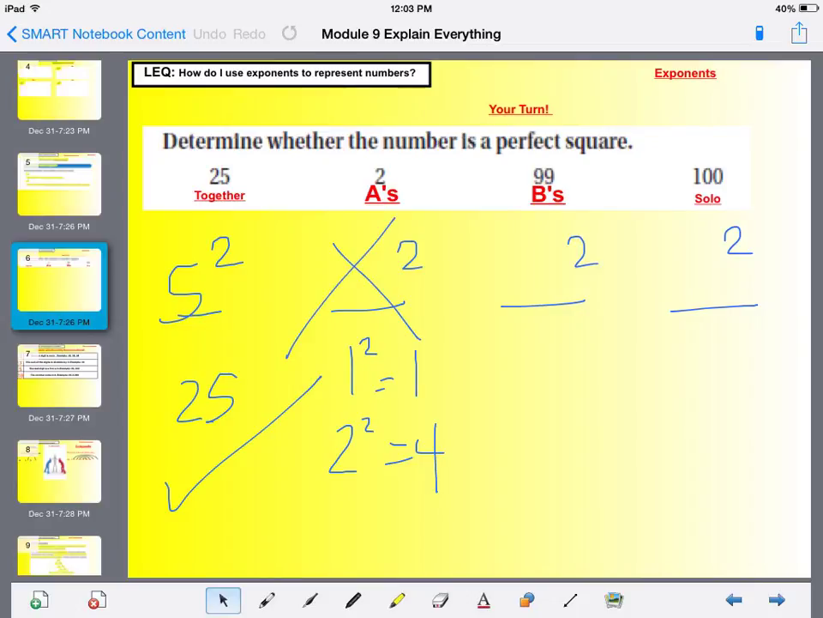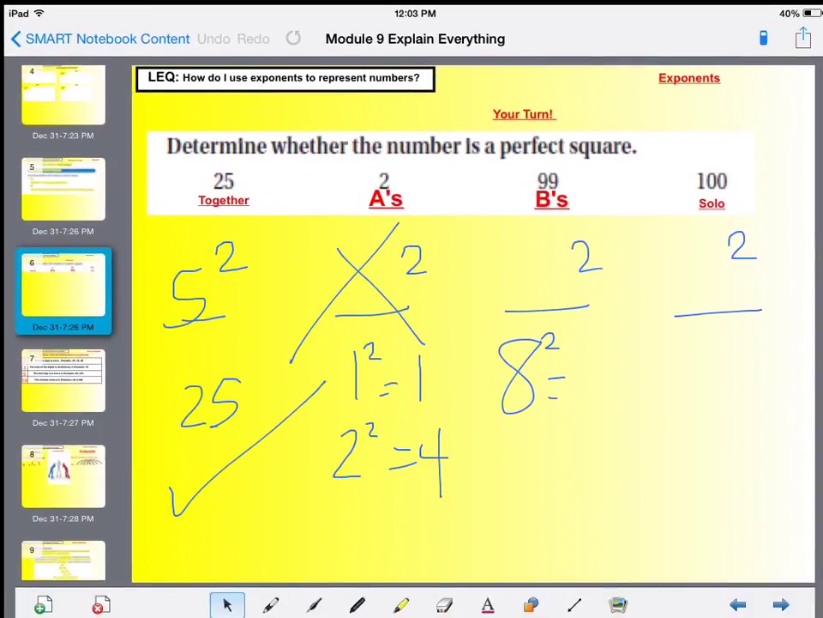Let's try 99. Let me think of a factor that'll get me close to 99. Let's do 8 squared, which is 64.